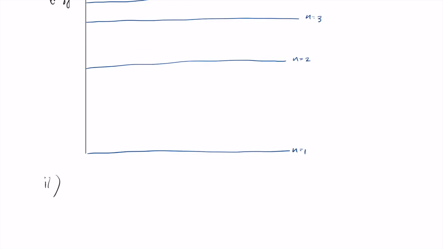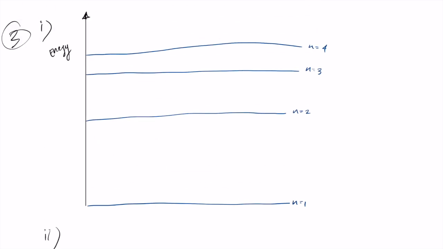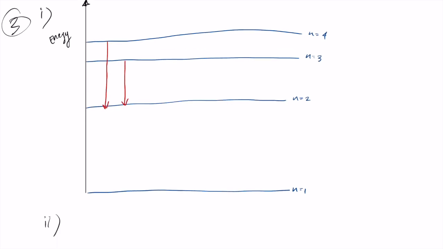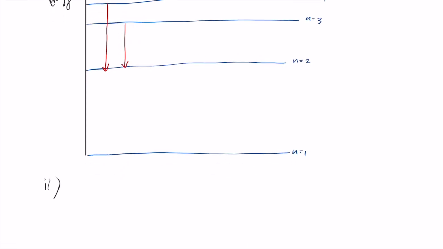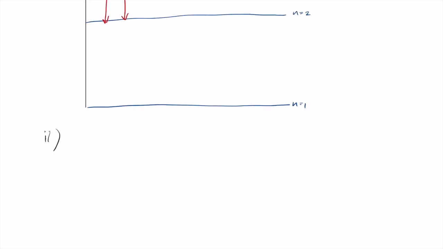This isn't too hard. If we go to n equals 2, the only two levels we can do this from are n equals 4 and n equals 3. This is where electron excitation may happen. So electrons go from the excited state to the ground state, where the ground state is n equals 2.